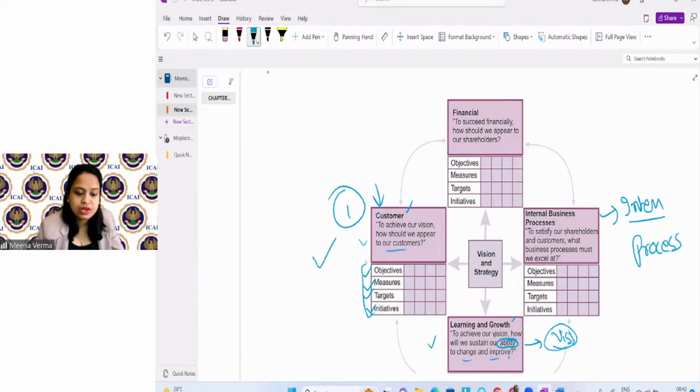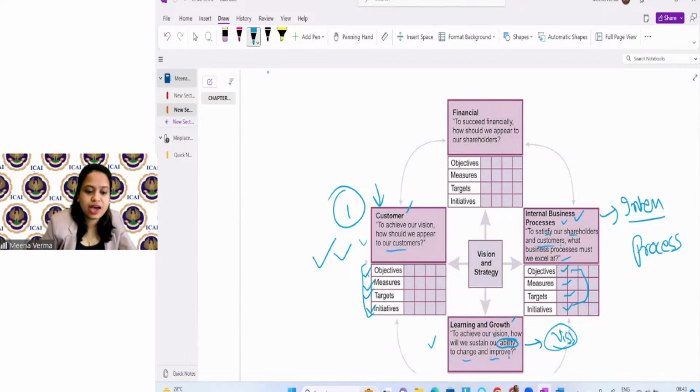So what is internal business process? To satisfy our shareholder and customer. Why do you want to improve the process of the company? So that the customer will be happy, so that the shareholders, stakeholders are happy with the company, right? So what business process must excel? What will be the business process? How will you excel those business processes, right? So the objective, measures, targets, and initiative, we will consider all these things here.